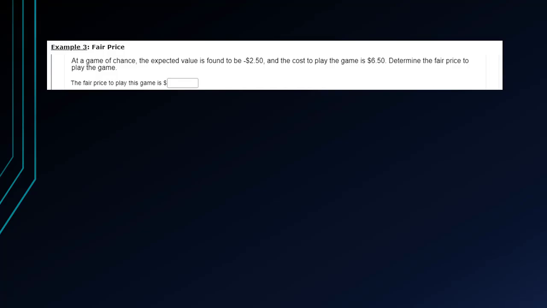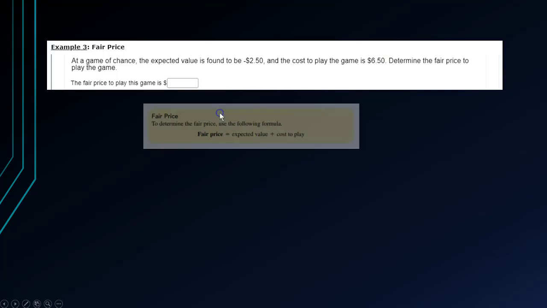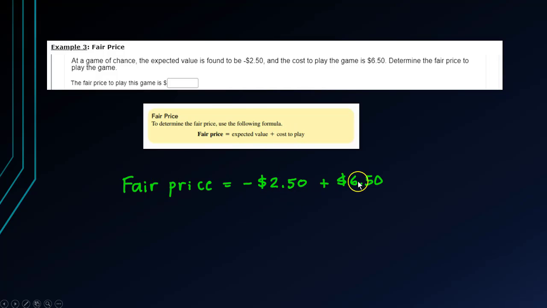Your textbook really simplifies how to find the fair price, because essentially they're saying, find your expected value, whatever it would be. So the expected value is negative $2.50. The cost to play the game is $6.50. So the fair price is just the expected value plus the cost to play. So in our instance here, it's going to be negative $2.50 plus $6.50, which gives you $4.